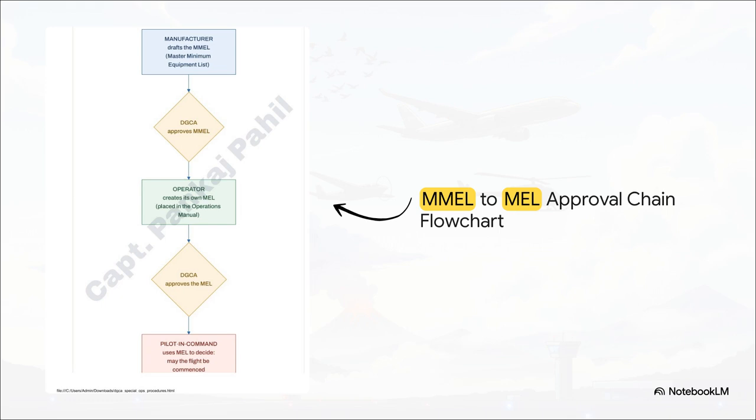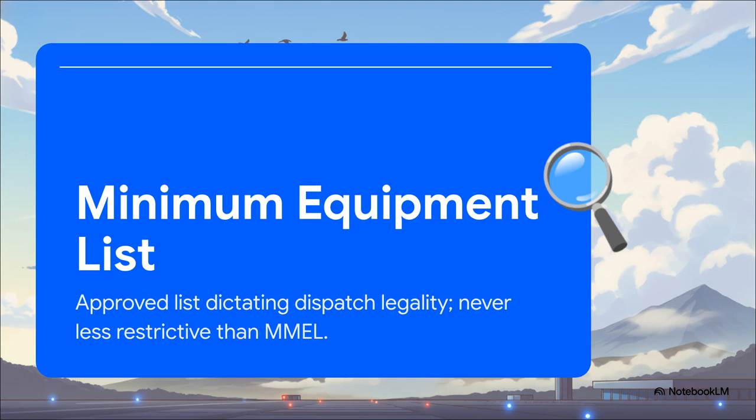No approval, no flying. So here's a massive exam tip for you. The MEL is exactly what the pilot in command uses to make that final go or no-go decision when a piece of equipment fails on the ramp. And note this limitation carefully. The operator's MEL can never, under any circumstances, be less restrictive than the manufacturer's MMEL. I mean, if the manufacturer says you need 2 operating generators, the operator cannot just decide you only need 1. It doesn't work that way.